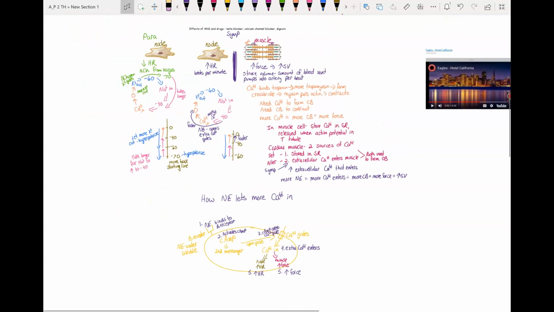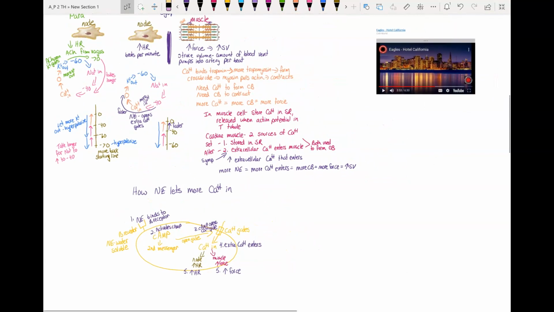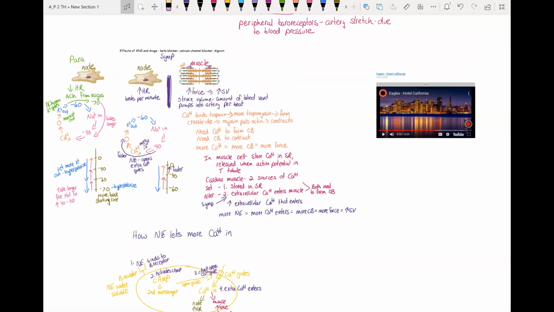Okay, so take a minute, make sure this stuff makes sense. Maybe even rewatch this, get this soaked into your head. Next, we're going to look at how some different drugs can act on this. So we have beta blockers, calcium channel blockers, and digoxin.